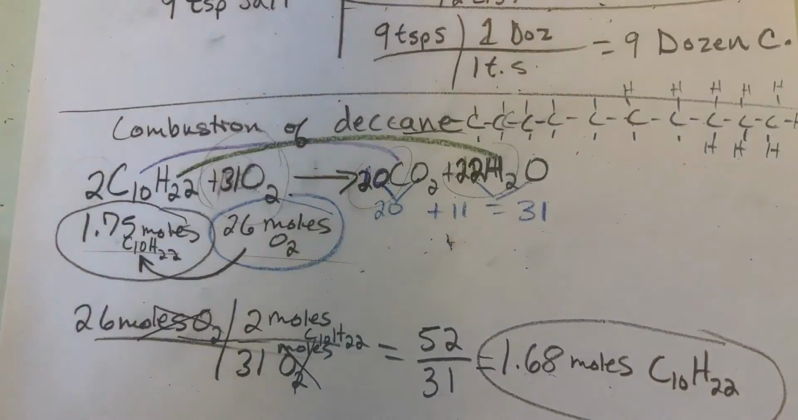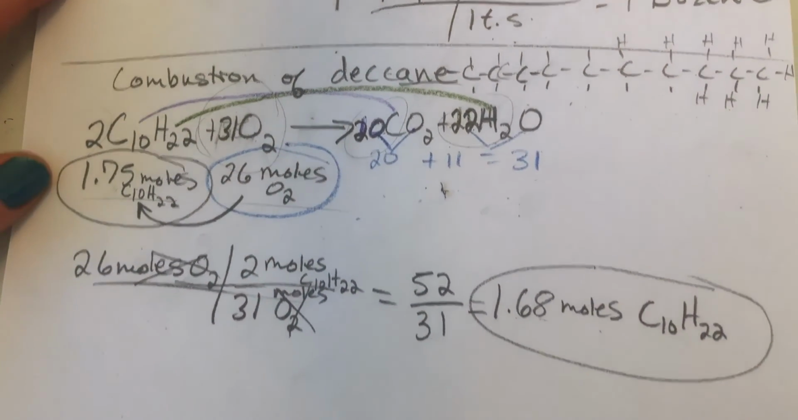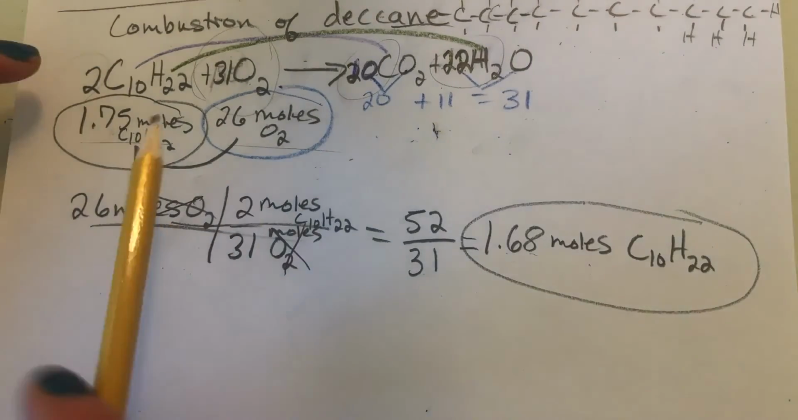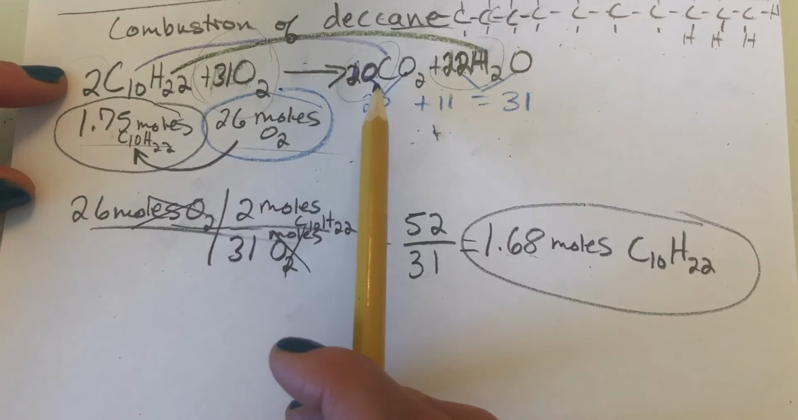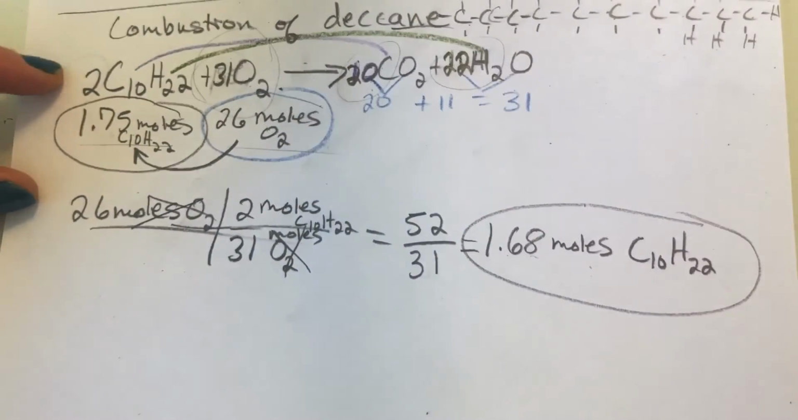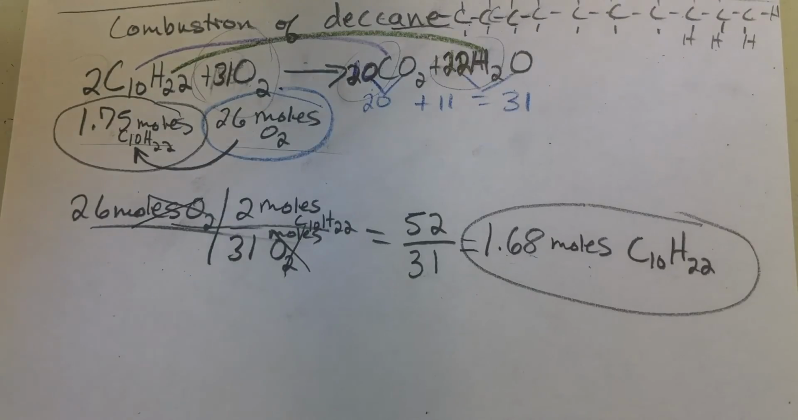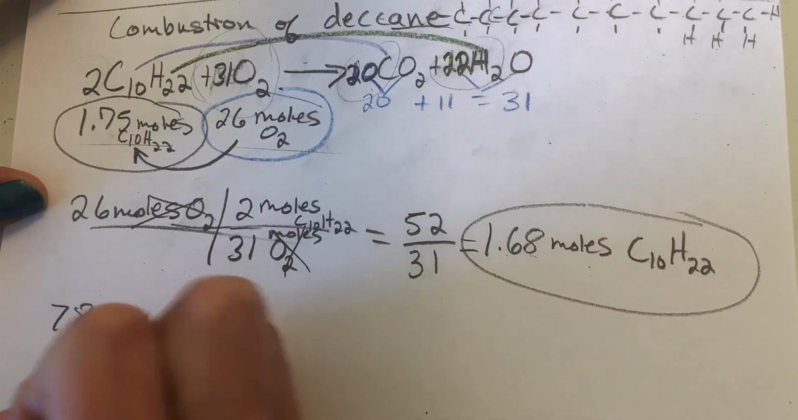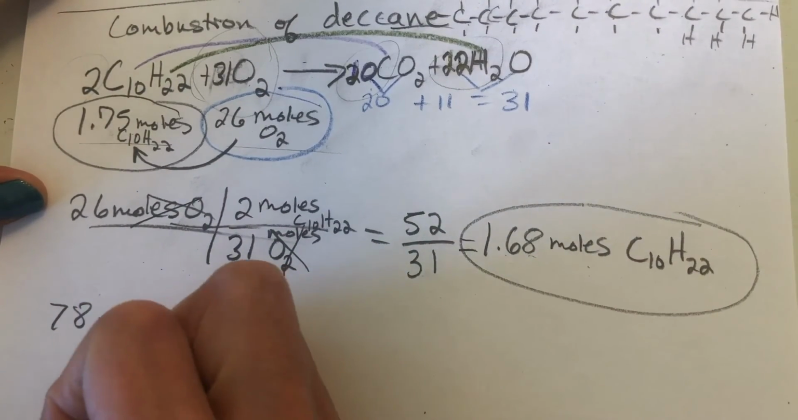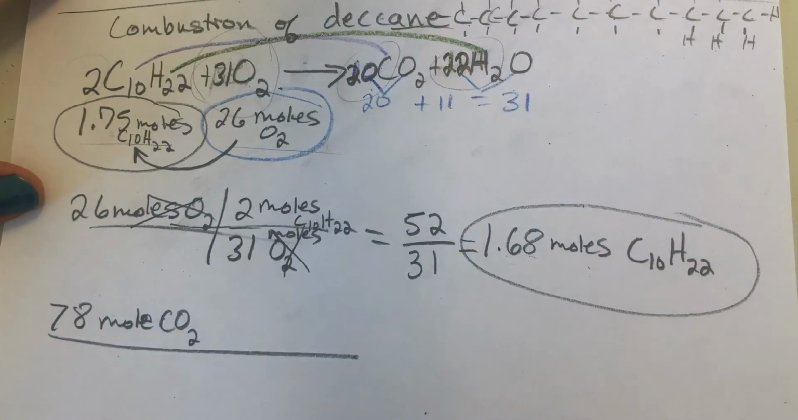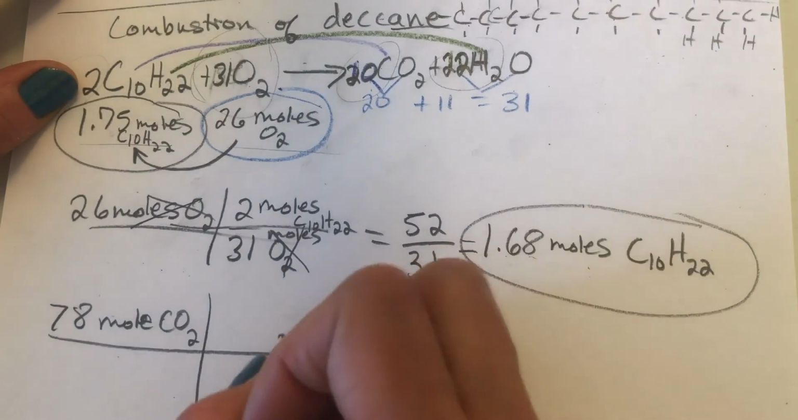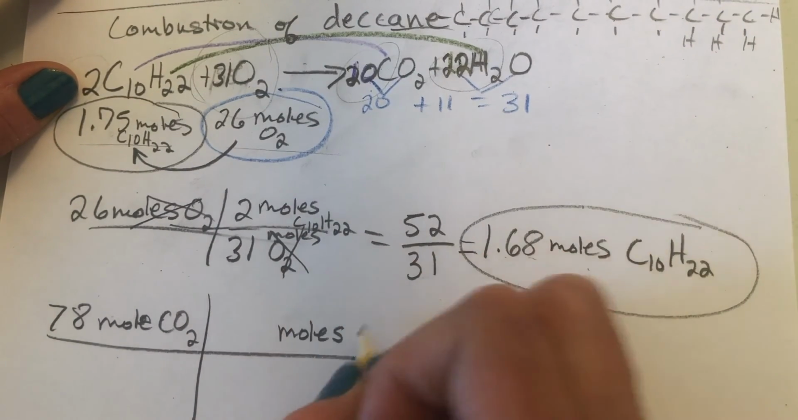Another thing that you can do is you can figure out how much of a product you can make with the reactant, or you can find out how much reactant you're going to need to make a certain amount of product. So let's just do that really quick too. Let's just pick a weird number. What's a good weird number? Let's say we have 78 moles of CO2. That's what we have. And we want to find out how many moles of decane we're going to need to react with that.